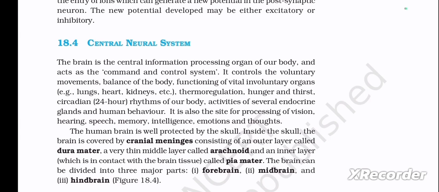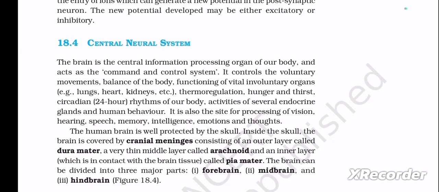The human brain is well protected by the skull. Inside the skull, the brain is covered by cranial meninges consisting of an outer layer called dura mater, a very thin middle layer called arachnoid, and an inner layer which is in contact with the brain tissue called pia mater.